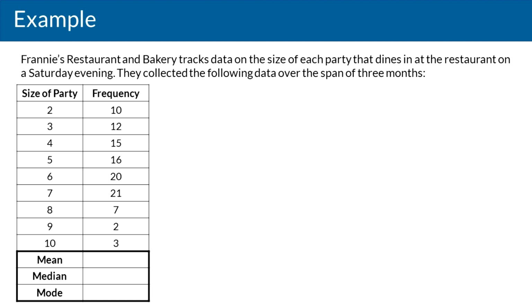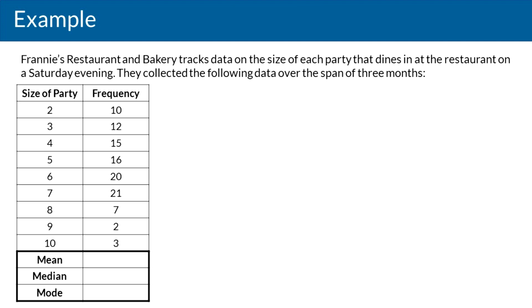In this scenario, I've simulated some data for Franny's Restaurant and Bakery, which is just down the street from the school. We're assuming here that they track data on the size of each party that dines in the restaurant on a Saturday evening. And they collected the following data over the span of several months. The size of the party is indicated in the table, so that's how many people are seated at a table. And I've also listed the frequency, so how often a party of that size came into the restaurant.